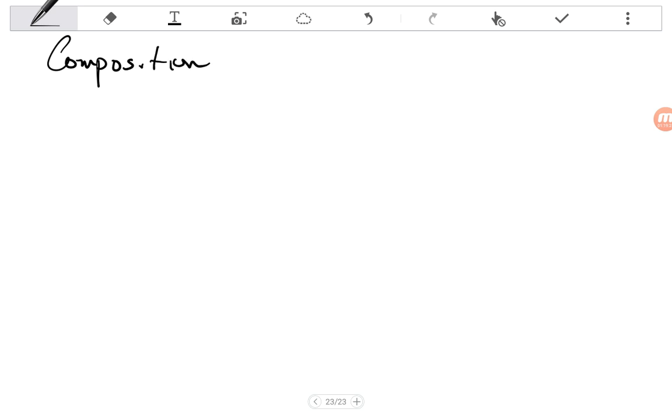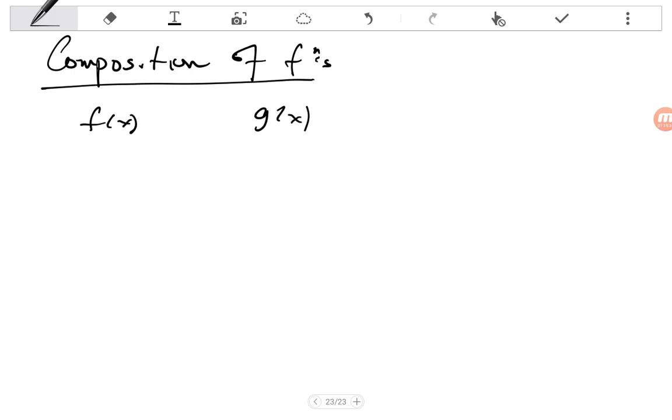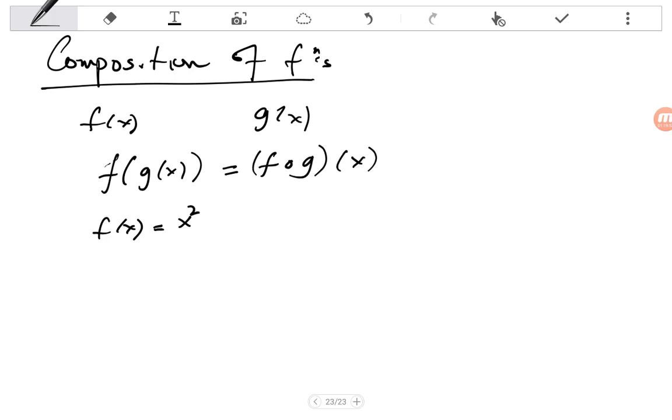The last rule is for the composition of functions. What is meant by composition of functions? If I have some function f of x and a function g of x, and I need to find f of g of x, I put a function inside another function. For example, if I had f of x is equal to x squared, this can also be denoted as f of g of x.